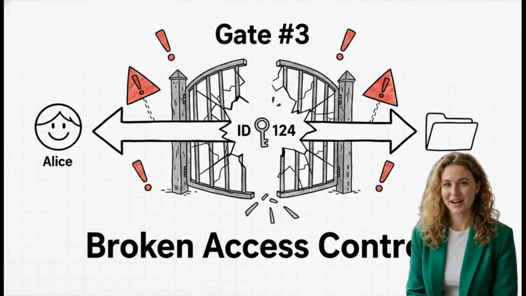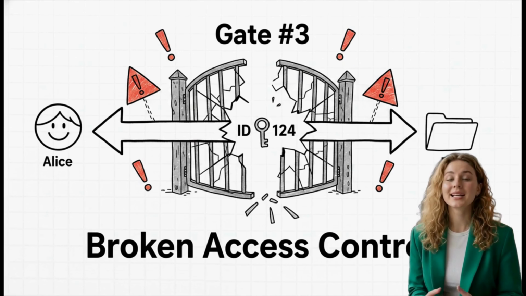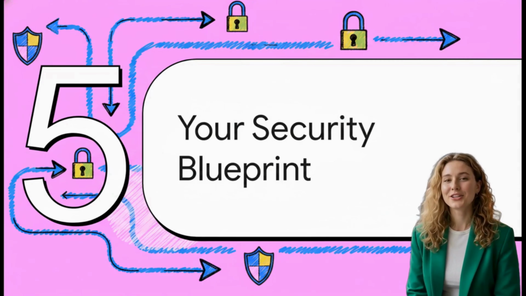First, all incoming data, and I mean all of it, has to pass through gate number 1. It has to be validated and sanitized. No exceptions. Second, if a user wants to do anything that isn't public, they have to pass through gate number 2, authentication. We have to know who they are. And third, this is the one people forget, once we know who they are, every single request they make has to pass through gate number 3, authorization. We have to check. Does this user have permission to do this specific thing? Not just once at login, but every single time.